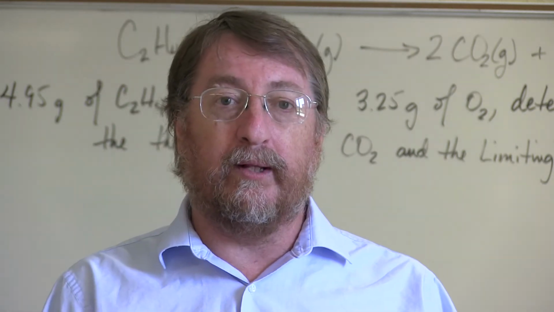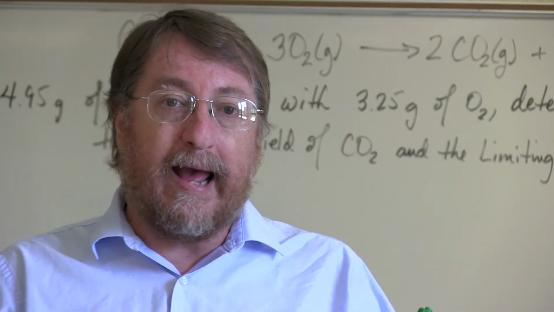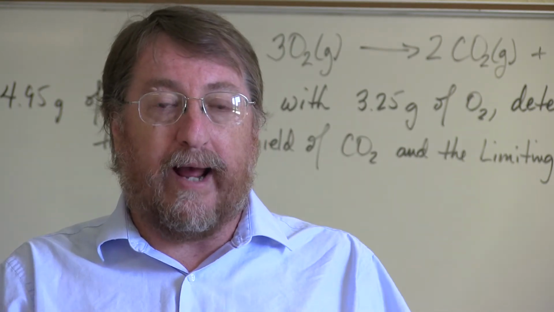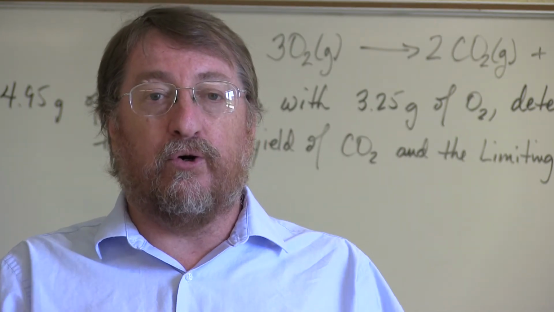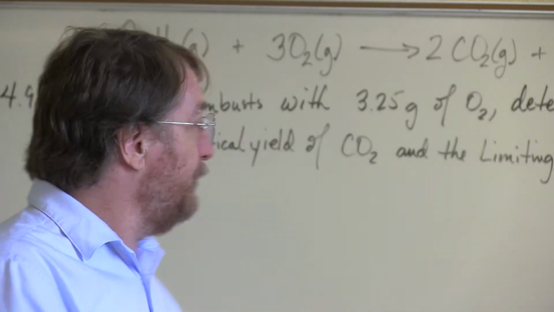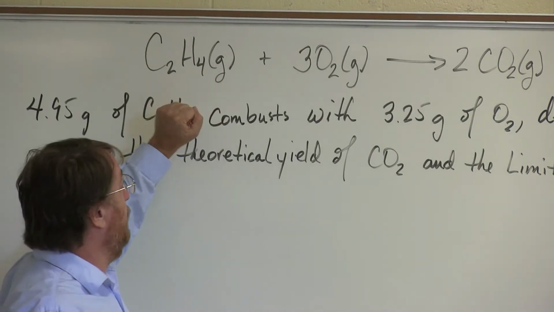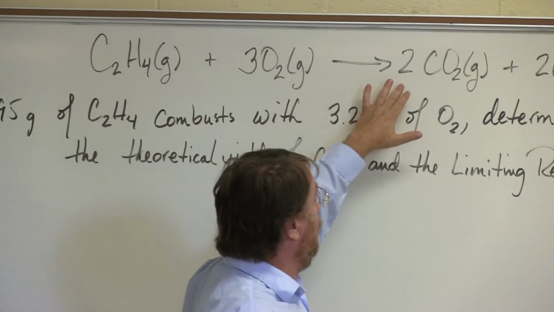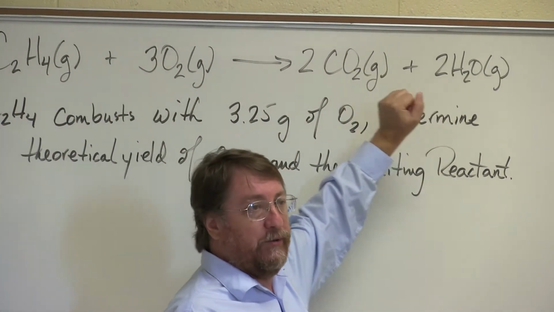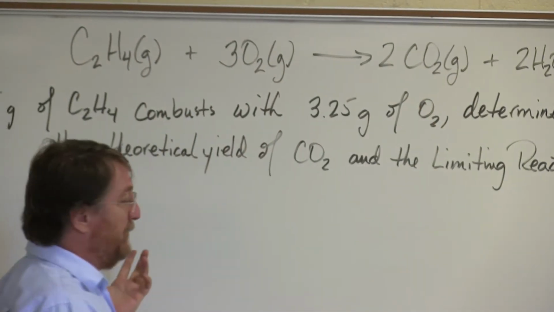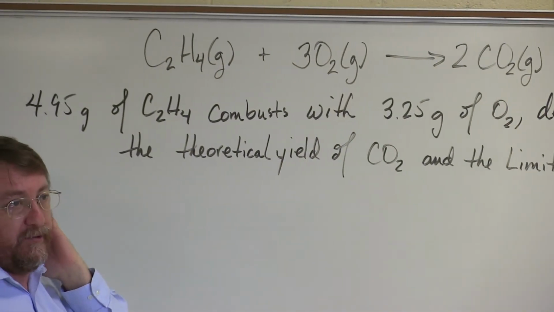Now, we're going to calculate the limiting reactant by taking the mass of two different reactants in a reaction and determining their theoretical yields. So I have a reaction here: ethylene combusting. That means it's reacting with oxygen, producing carbon dioxide and water. So that's our balanced reaction. Have to have a balanced reaction to do any stoichiometry calculation.